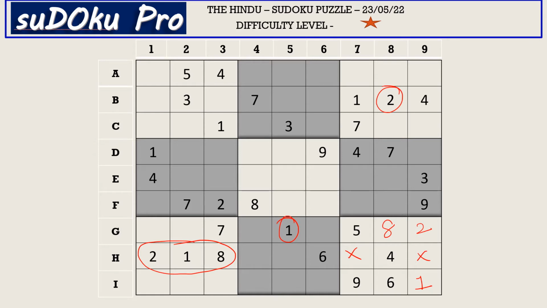Now there are only 2 empty cells and the missing numbers are 3 and 7. There is a 3 blocking here. So H9 takes 7 and H7 takes 3. In column 7, there are only 3 empty cells and the missing numbers are 2, 6 and 8. There is 2 and 8 blocking here. So F7 takes 6. There is a 2 blocking this cell. So 8 goes here in A7 and 2 goes here in E7.